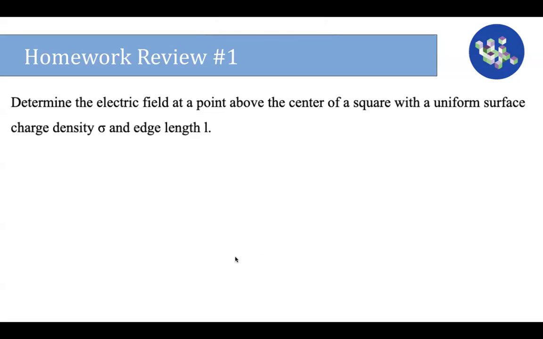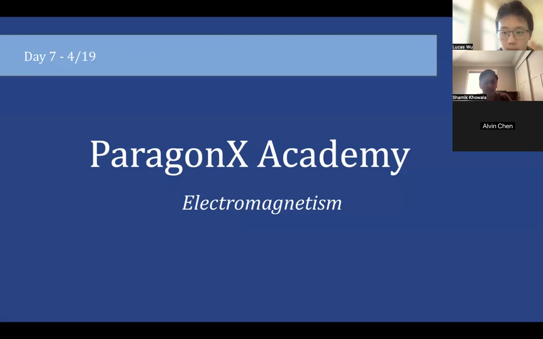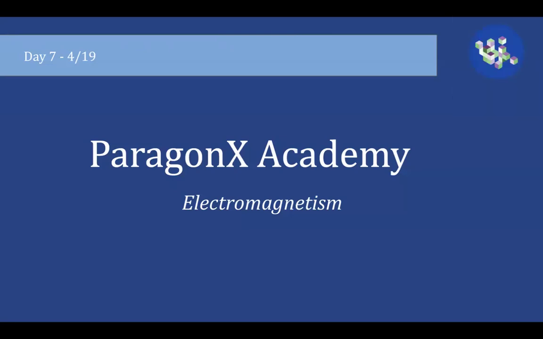All right, today we are doing inductors. This is our seventh class of electromagnetism. So let's go over the homework first.